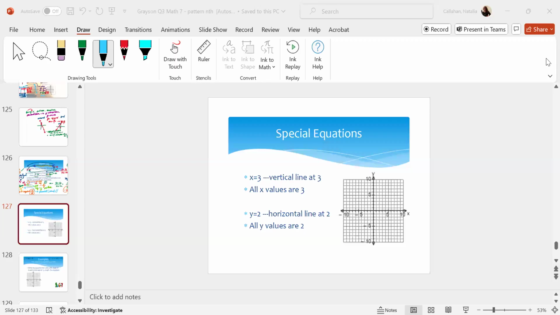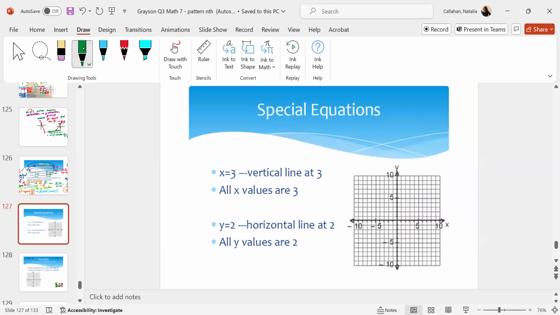All right, so then let's take a look over here. Okay. Special equations. x equals 3, a vertical line at 3. What it's saying is on the axis, 1, 2, 3, and it's a vertical line. Do you see that? So draw it with your color pencils right there. Vertical line, x equals 3. This is also called an x-intercept because x is 3, but what is y?